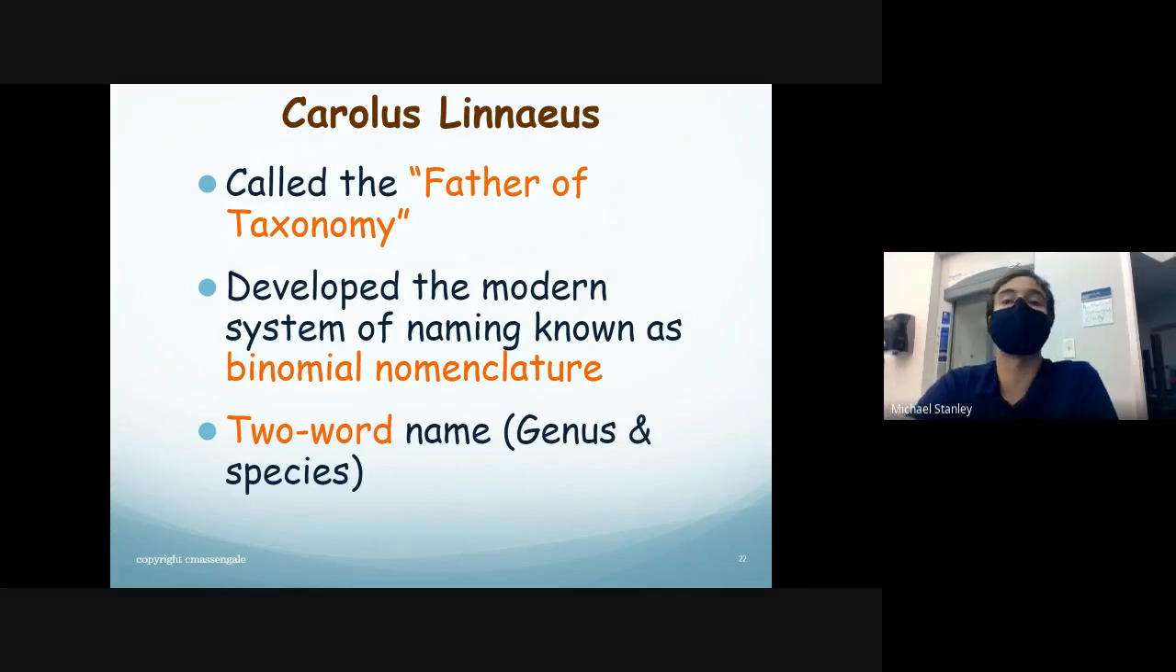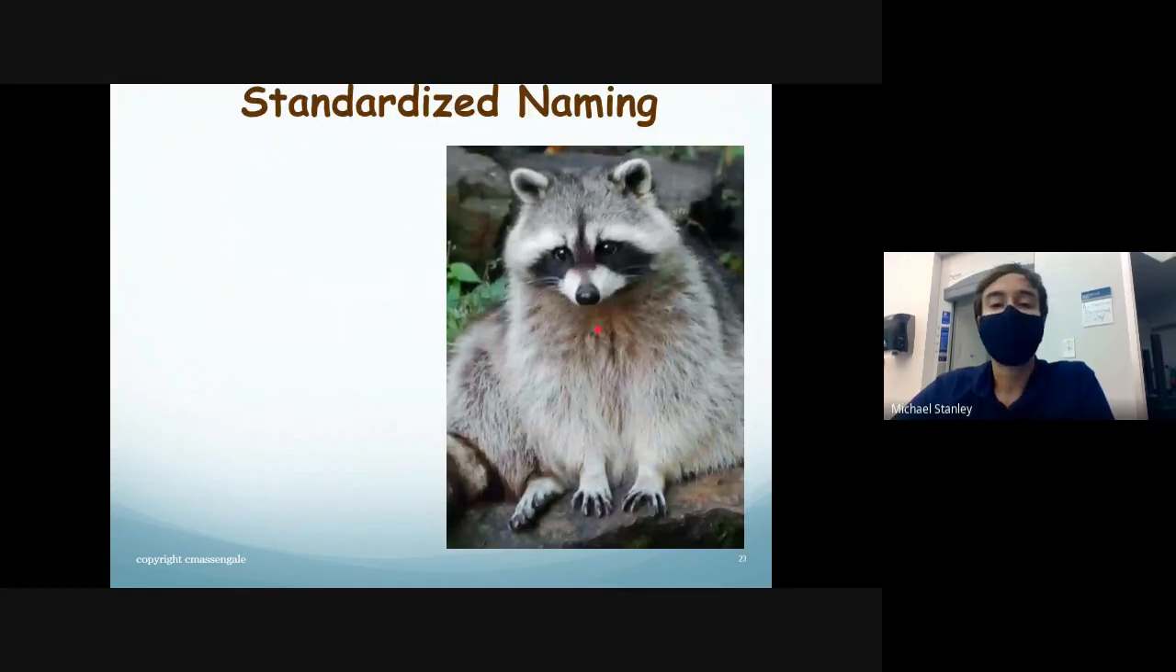Even here in America, especially for things like snakes and lizards, the exact same lizard can be called different things depending on where you go just in the same country. But having a nice binomial nomenclature two-word name means you know exactly which snake or which lizard that you're referring to. Oh, so this little cute guy over here, this masked trash bandit, aka the common raccoon.